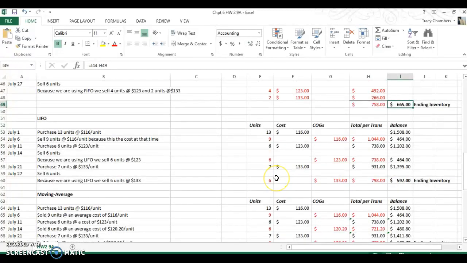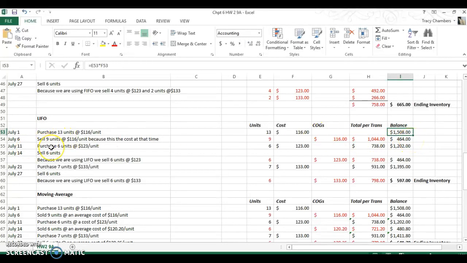Moving on to LIFO, we purchased 13 units at $116 per unit. It gives us a balance of $1,508. On July 6th, we sell 9 units at $116 per unit because this was the cost at the time. So 9 units at $116 is a transaction total of $1,044, which we deduct from our balance, giving us a new balance of $464.